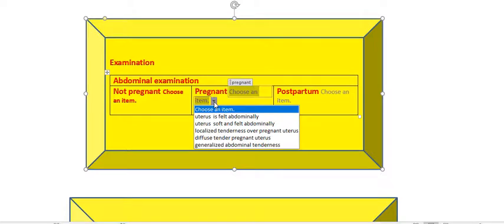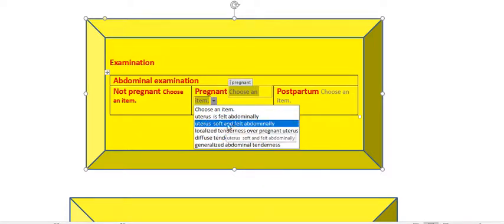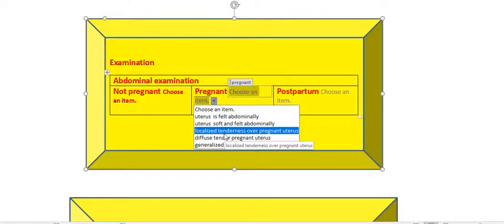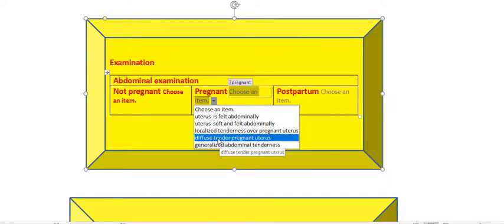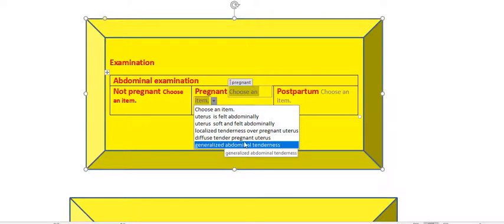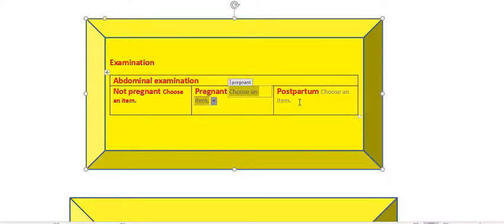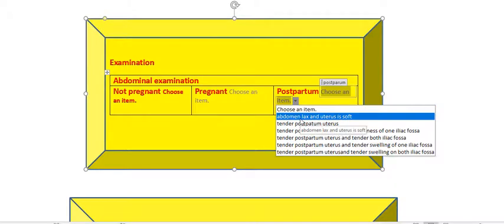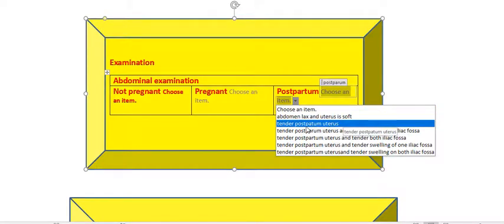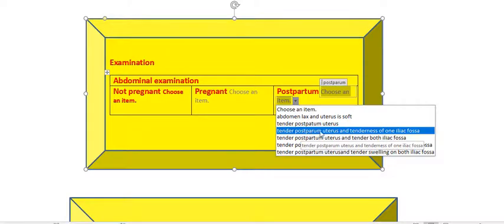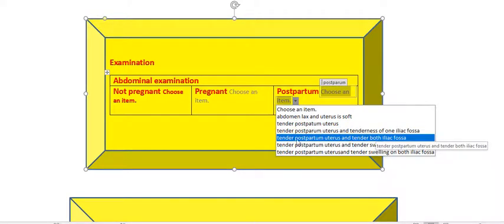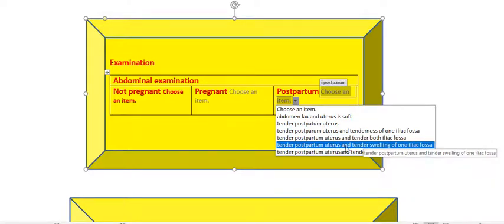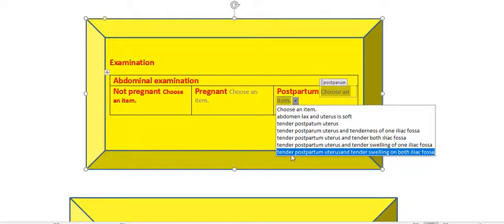If the patient is pregnant, the uterus is felt abdominally and is soft, or localized tenderness over the pregnant uterus, or diffuse tender pregnant uterus, or generalized abdominal tenderness. If the patient is in the postpartum period, abdomen lax and uterus soft, or tender postpartum uterus, or tender postpartum uterus and tenderness of one iliac fossa, or tender postpartum uterus and tender swelling of one iliac fossa, or generalized abdominal tenderness.